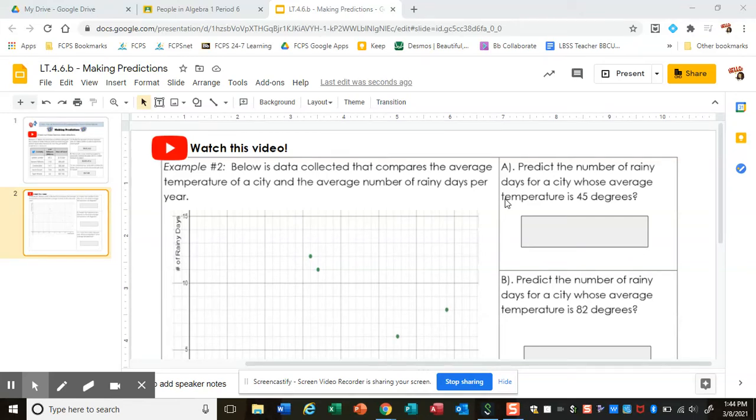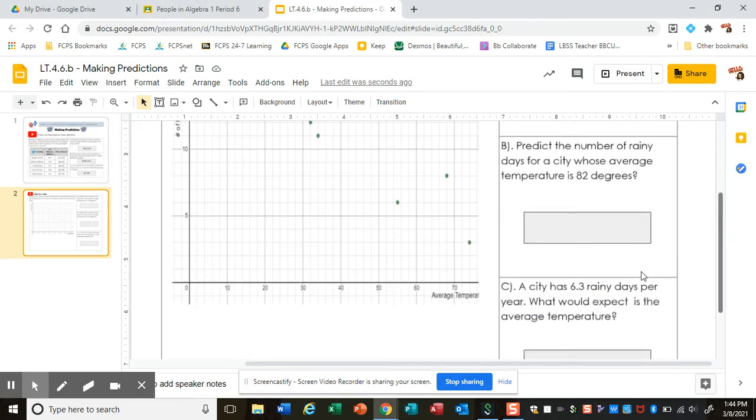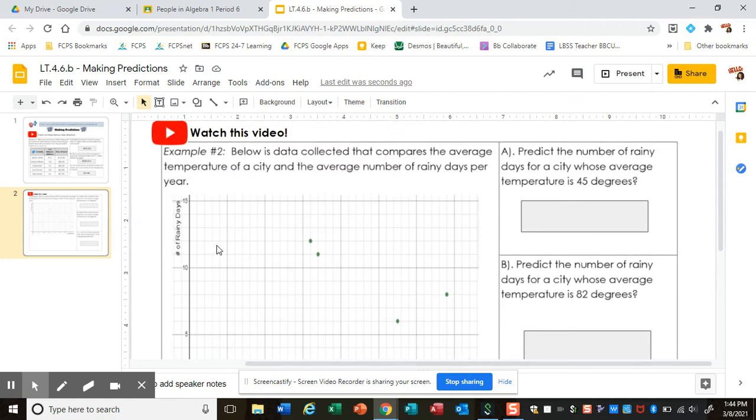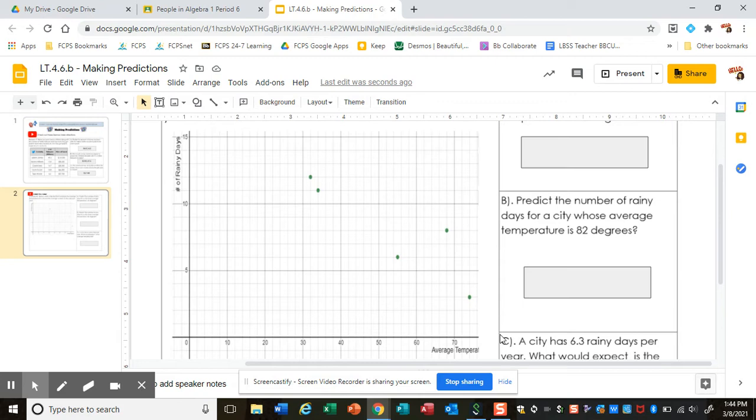So for example 2, below is data collected that compares the average temperature of a city and the average number of rainy days. Here you can see on the x-axis we have average temperature, and on the y-axis we have the number of rainy days. We want to predict the number of rainy days for a city whose average temperature is 45 degrees. So that keyword there is predict. In order to predict, we need to find a line that best fits this information.